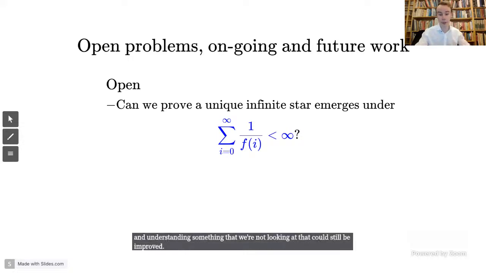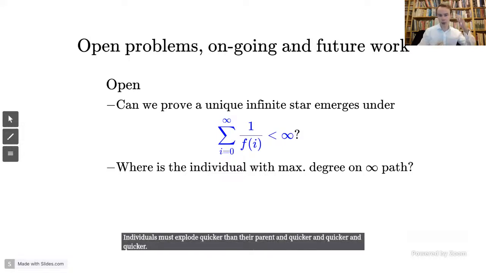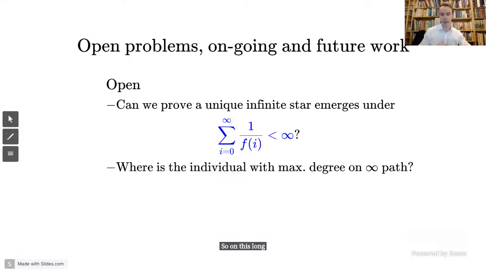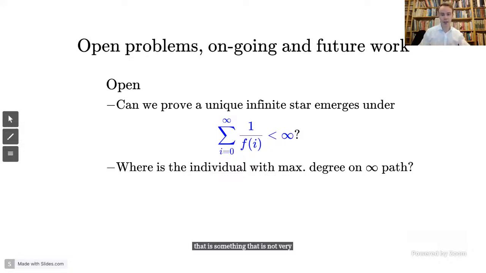And in the case that there is fitness, in particular when you have this infinite path setting, we know that on this path, individuals must explode quicker than their parent, and quicker and quicker and quicker. So on this long path, where do you then find individuals with a very large degree? That is something that is not very clear. Understanding these infinite paths and their structure is still quite hard. So that's something we'd like to look into as well.